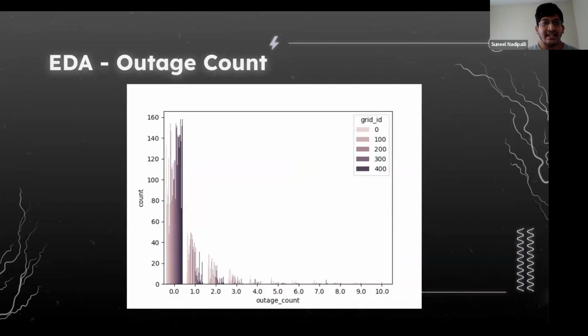Finally, just to get an idea of the distribution of our outage count variable, we plotted the count against the outage count, and we found that storms which resulted in zero outage counts were off the charts. They were exponentially higher than the rest of them, and we did deal with them, which we'll also talk about later on.